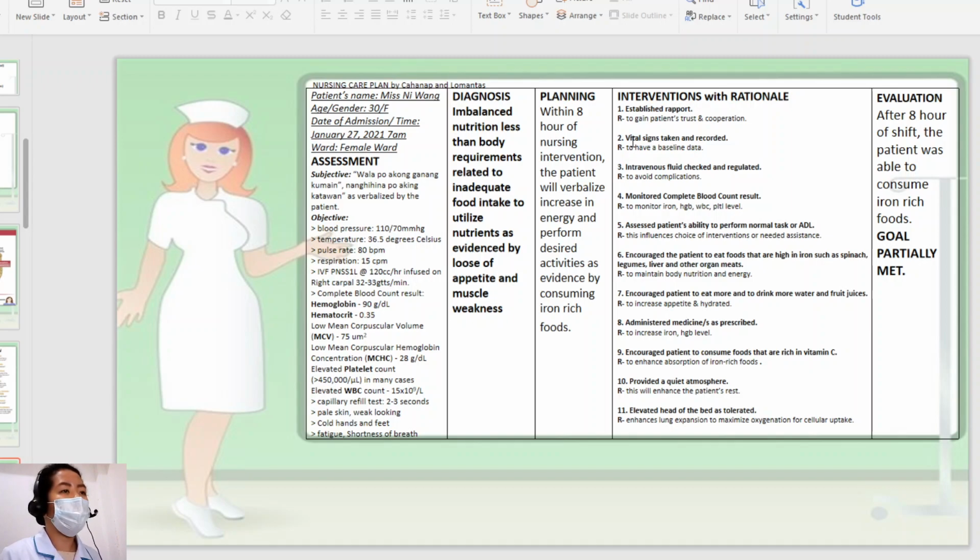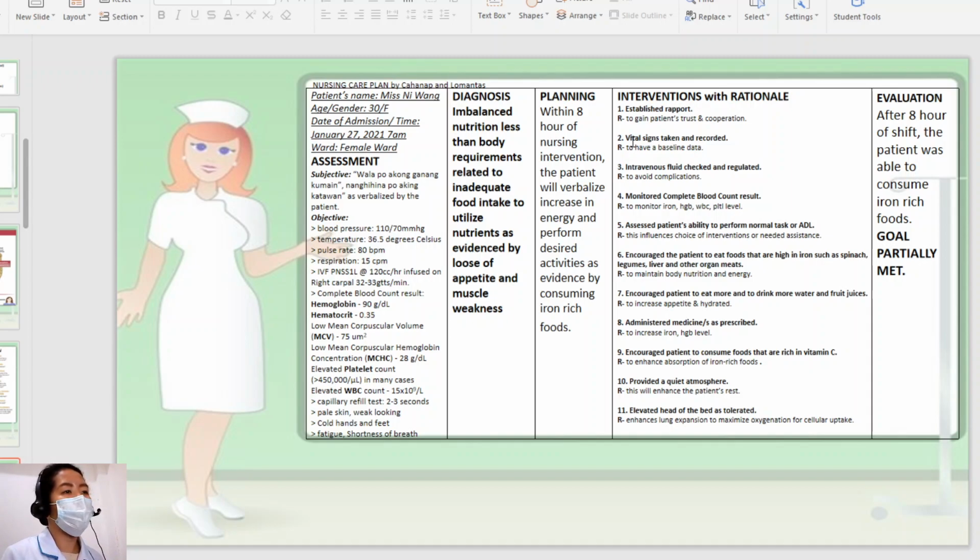Objective. Blood pressure 110/70 millimeters of mercury. Temperature 36.5 degrees Celsius. Pulse rate 80 beats per minute. Respiration 15 cycles per minute. IVF plain NSS 1 liter at 120 cc per hour infused on right carpal, 32 to 33 drops per minute.